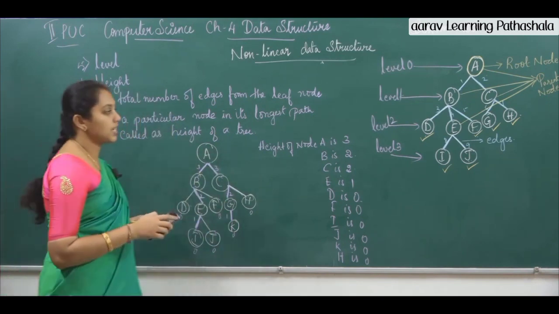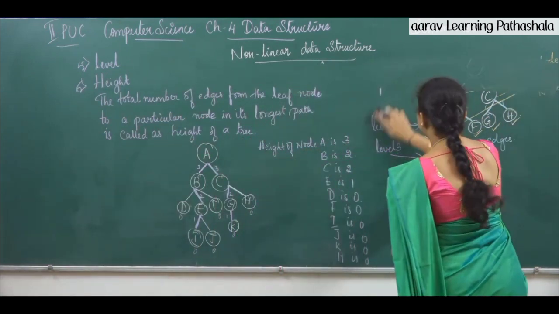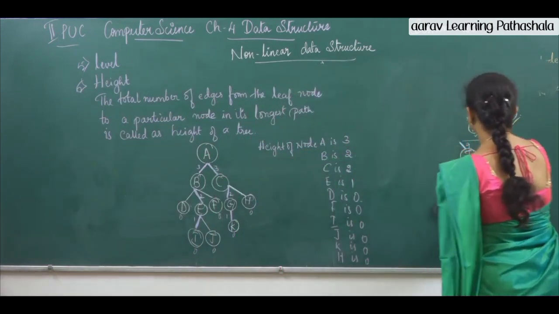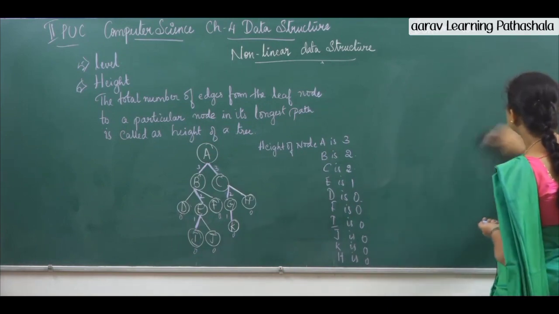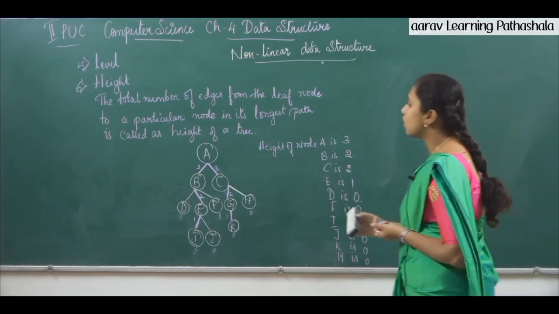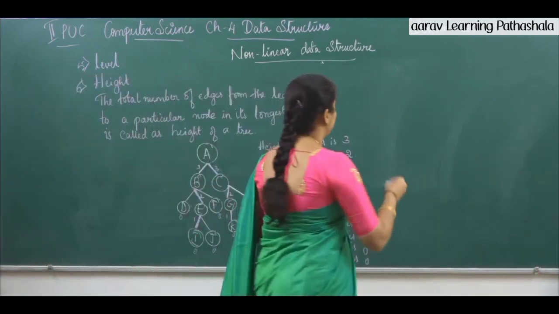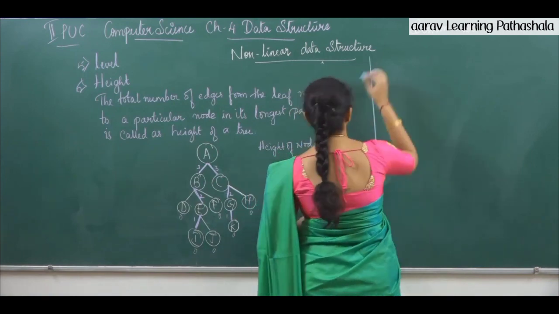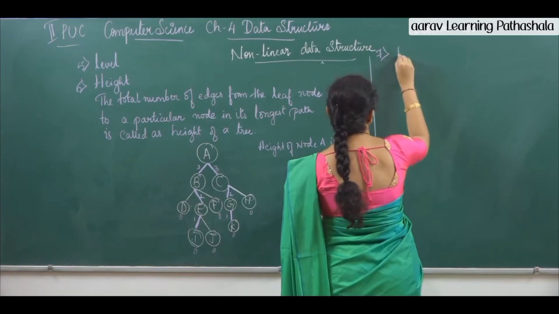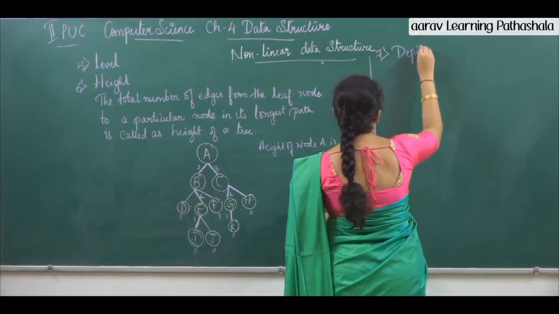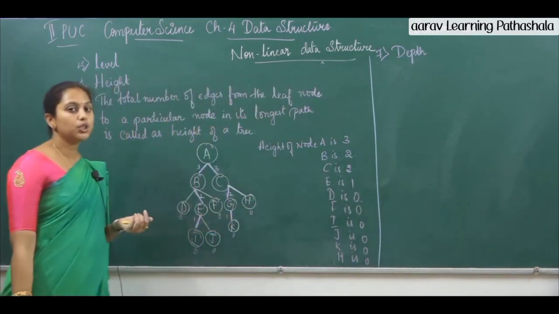So, next is depth of the node. What is the meaning of depth of the node? Length of the path from the node to its root node is called the depth of the node.